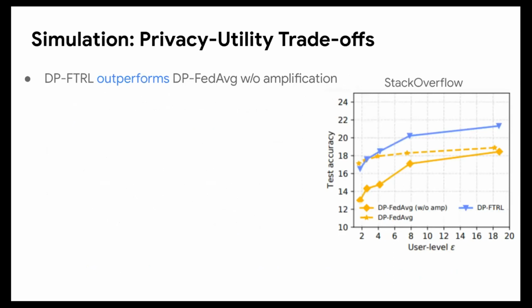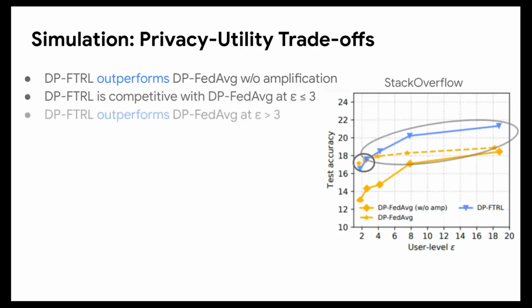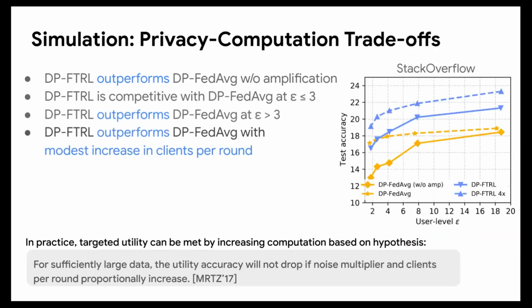So let's look at some simulation results. Again, we have briefly seen this curve before. For strong privacy guarantees, when the epsilon is small, DP-FTRL is competitive with DP-Fed averaging with amplification. Remember that amplification is almost impossible in real FL systems. And when the epsilon is relatively large, in this regime, DP-FTRL outperforms DP-Fed averaging. And it's always better than DP-Fed averaging without amplification.